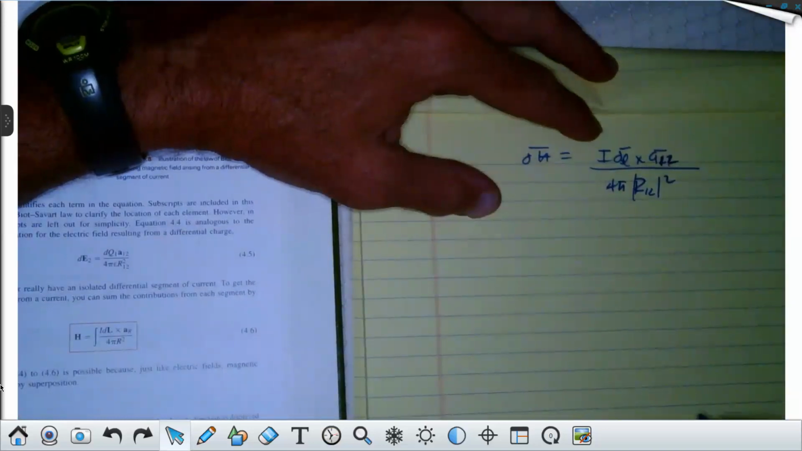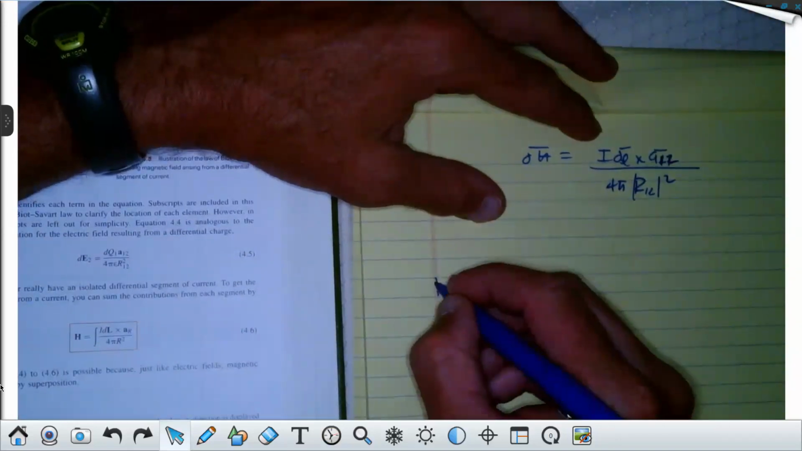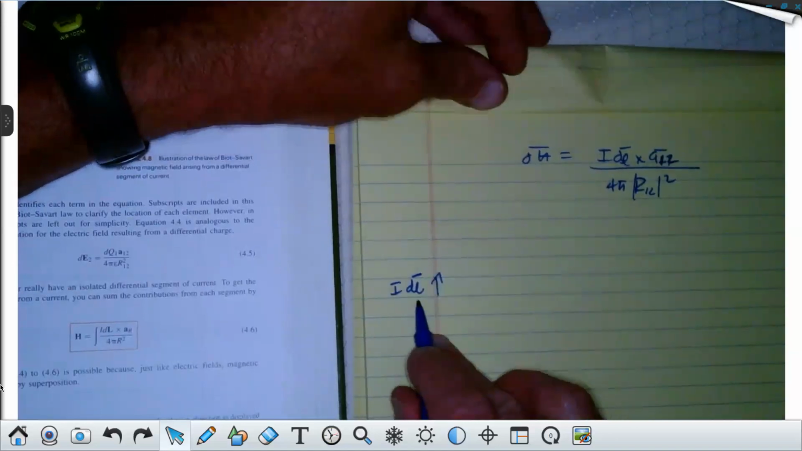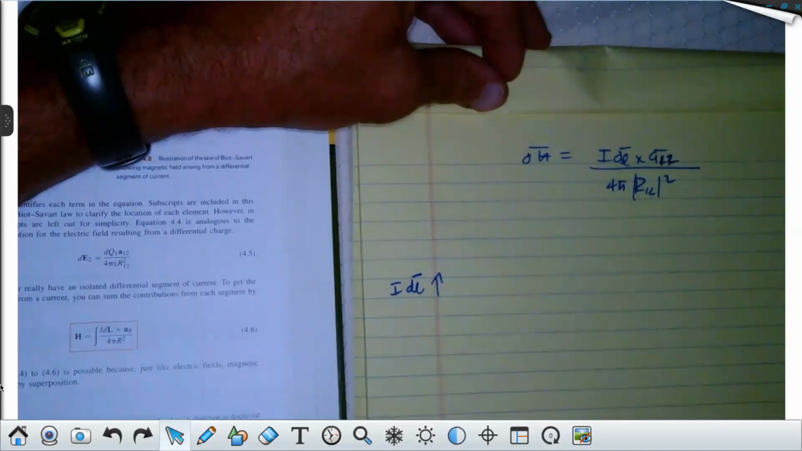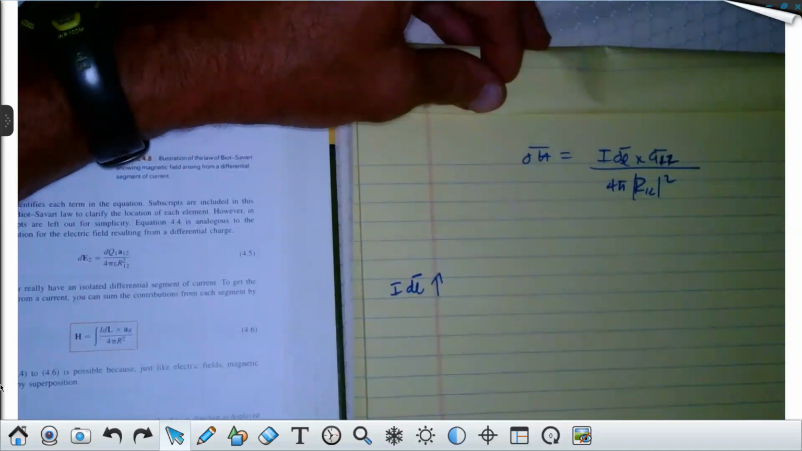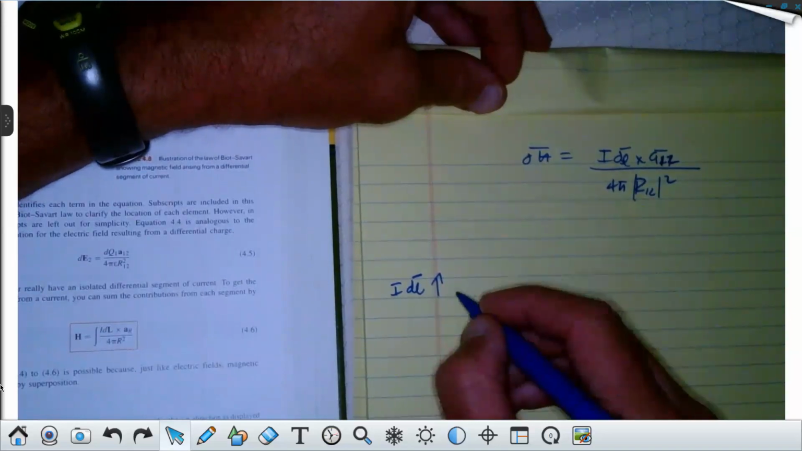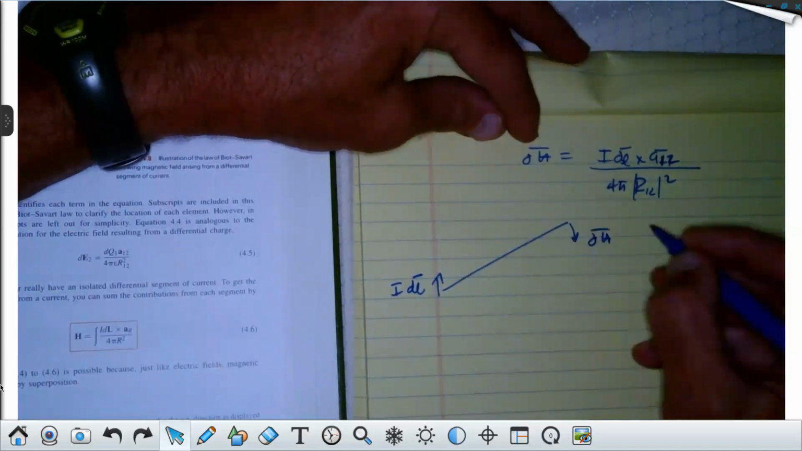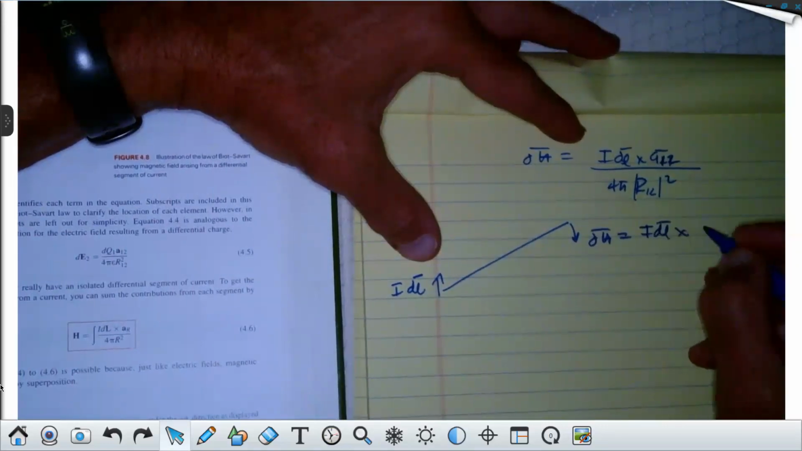Here's what it means. If I have a differential amount of current right here, that would be IDL. Note, this is a vector, a differential vector current. So it has a sense; it could be dz would be the differential length, but it would have a vector sense, az. Y'all follow me on this? So it is a differential vector times I. Right there is the I. And I want to know what the differential H field is out here. Well, that would be equal to IDL crossed into A12.